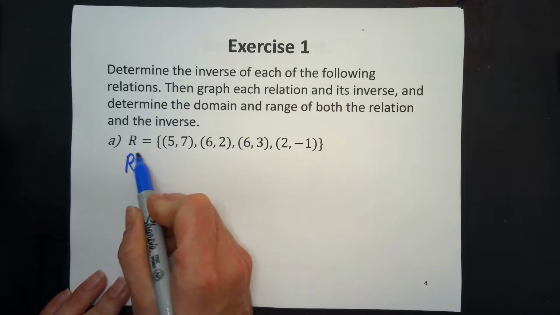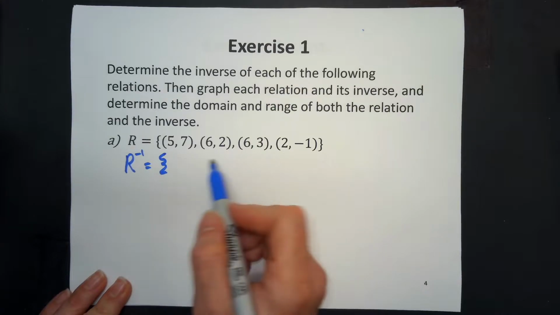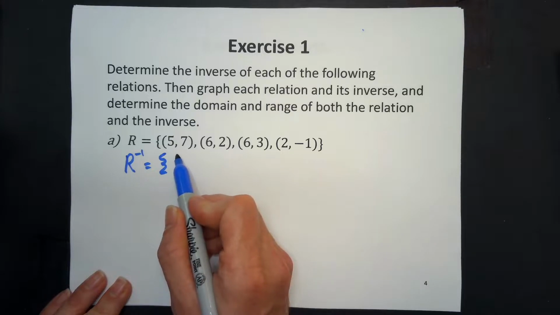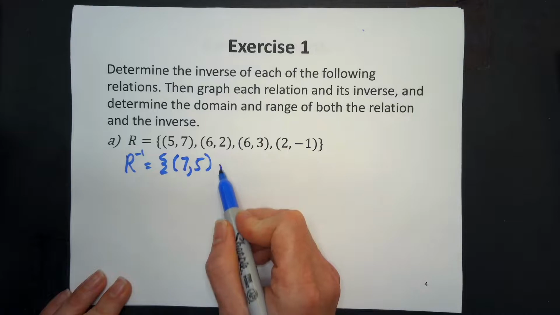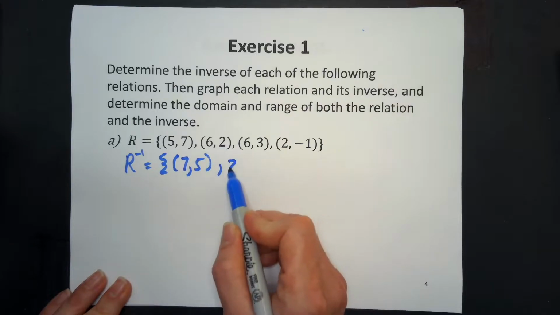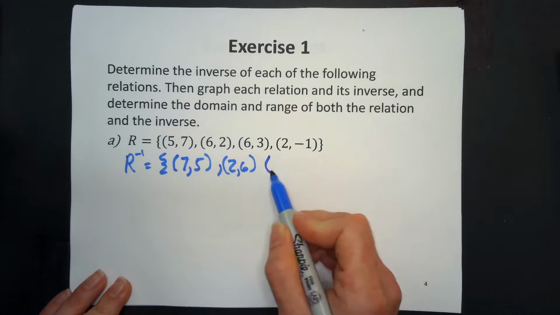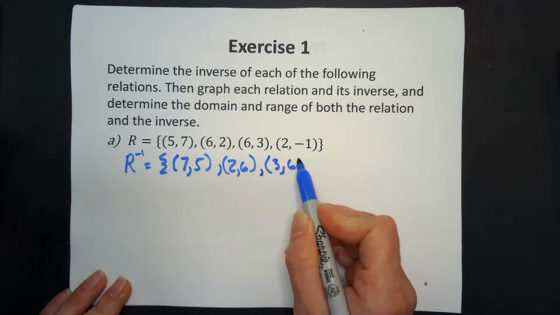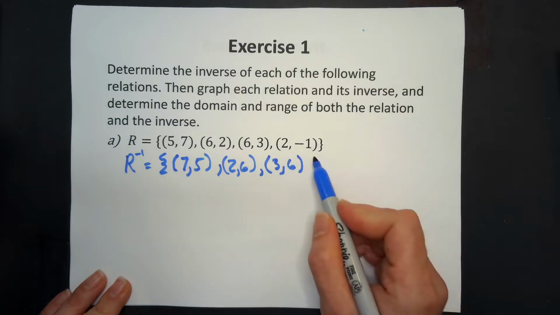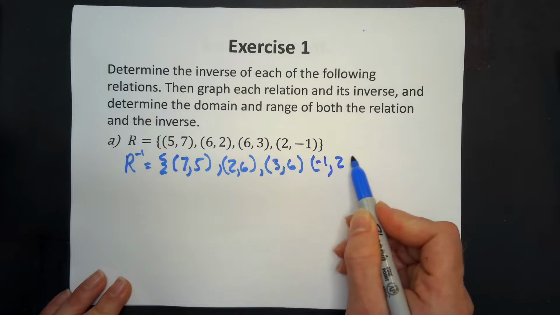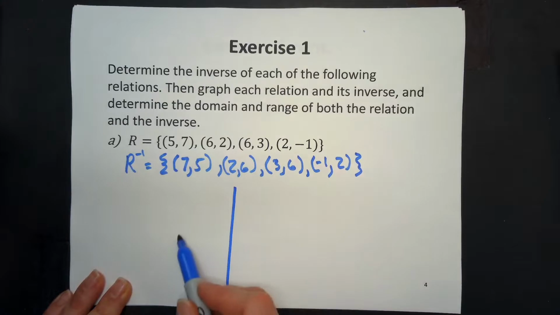So r inverse would be equal to the set. We use curly braces when it's a finite number of things, or we're using a rule to define something. So if 5 went to 7, 7 has to go to 5. So (7, 5). And if 6 went to 2, then 2 goes to 6. And 6 goes to 3, so 3 goes to 6. And then we have 2 goes to negative 1, so negative 1 goes to 2. And that's our inverse.